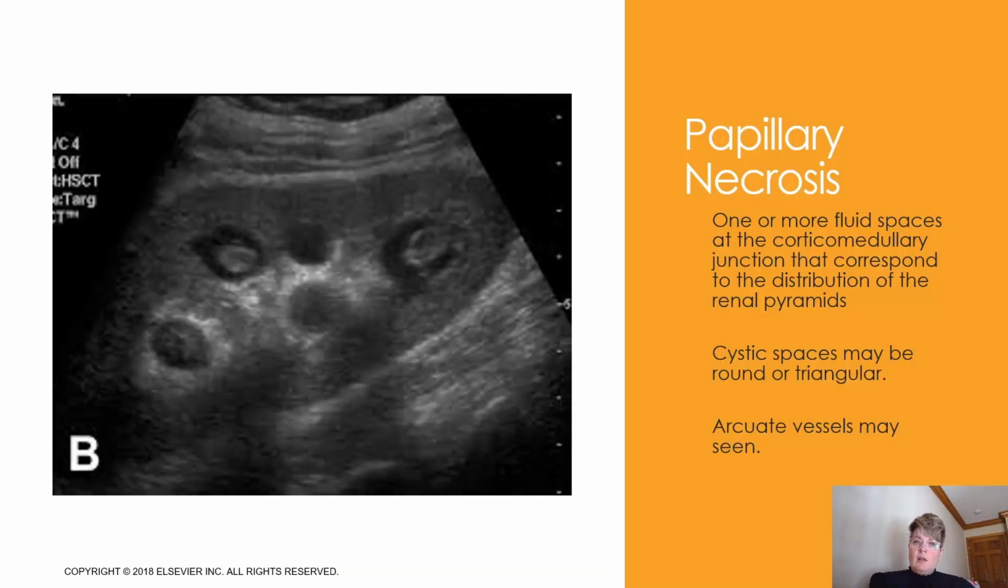So here's a picture of a kidney with papillary necrosis. What ends up happening is that at the pyramids, as the papillary starts to necrose, they're going to become cystic. So right where the pyramids are, we expect to see little cystic spaces. And those cystic spaces tend to be round or triangular. And usually we see those cysts right at the border of the cortex and the medullary.